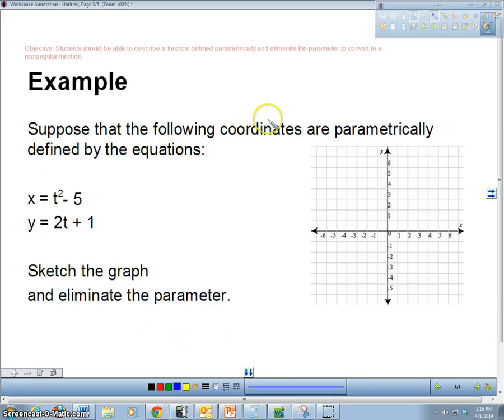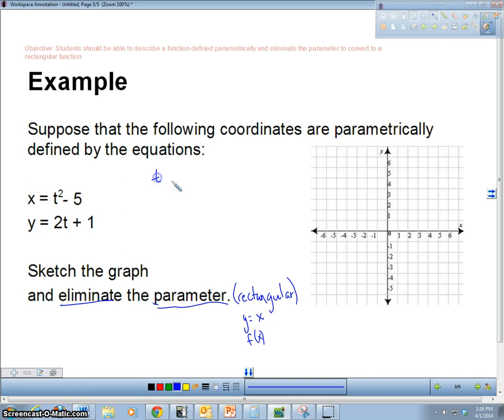Suppose that we have the following coordinates, x and y, and they're defined parametrically by t squared minus 5 and 2t plus 1. We're going to sketch the graph of this and eliminate the parameter. Eliminating the parameter means that we're going to get rid of t so that we have things in rectangular form. Rectangular is what we normally think of when we're dealing with y in terms of x, or something like f of x. That's rectangular form. Right now they're parametric.